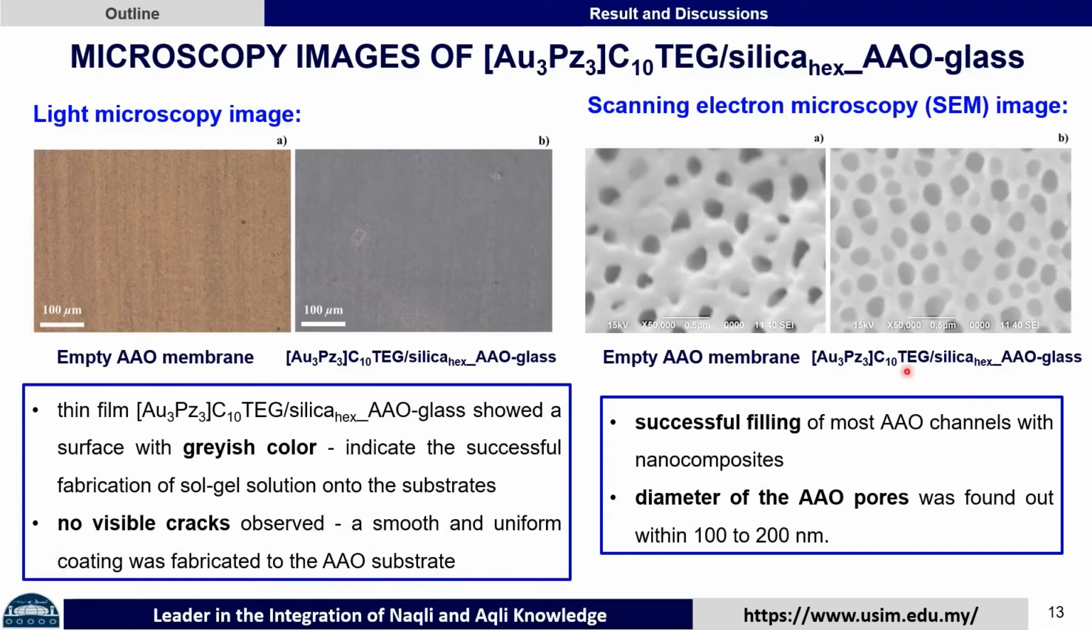For the SEM image, as you can see, most of the AAO channels were filled with the nanocomposites compared to the empty AAO, and the diameter of the AAO pores was found to be 100 to 200 nanometers respectively.